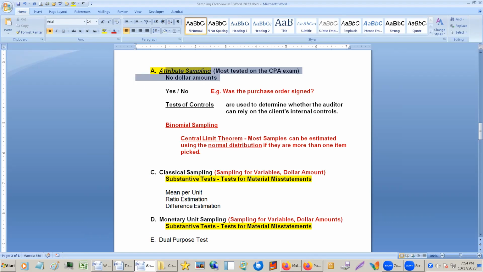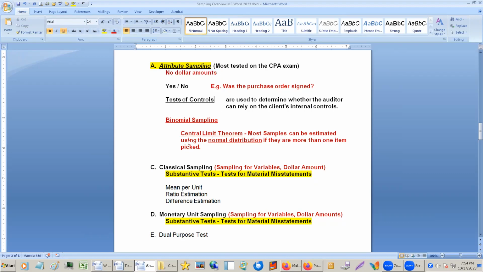These are yes/no tests. So was the purchase order signed? Yes or no? Now, if the purchase order wasn't signed, does that mean the purchase order amount is in error? No, it could be a perfectly good purchase order. It just wasn't signed. The controls weren't good. So a lack of controls does not necessarily mean the financial statements are misstated.